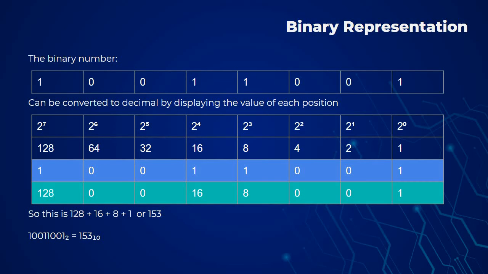And I have 1 128. So now, I take 128, add to that 16, add to that 8, add to that 1, and that gives me 153. So 10011001 in base 2 is the same as 153 in base 10. So that looks at how, if we've got a binary number, to get the decimal equivalent out from it.